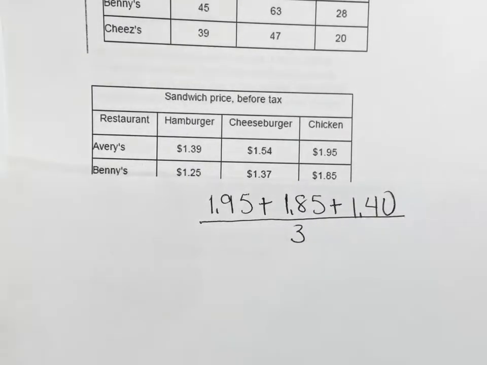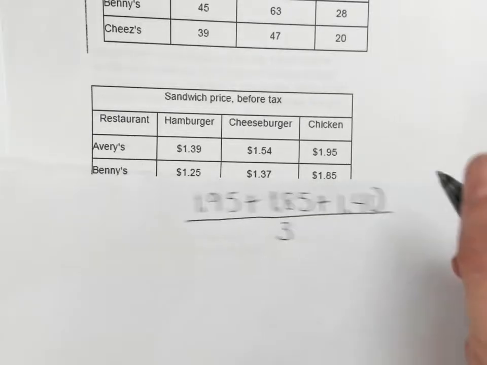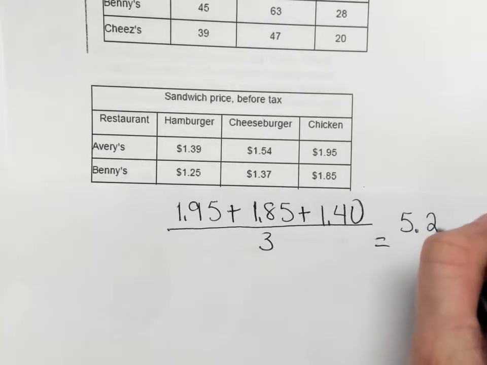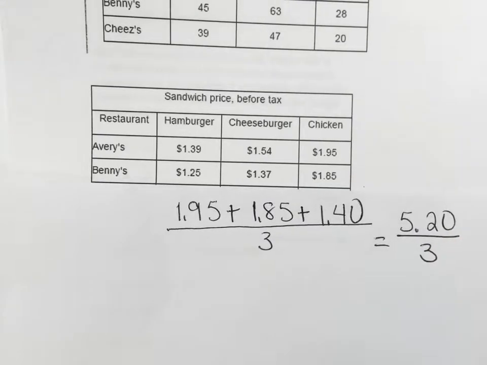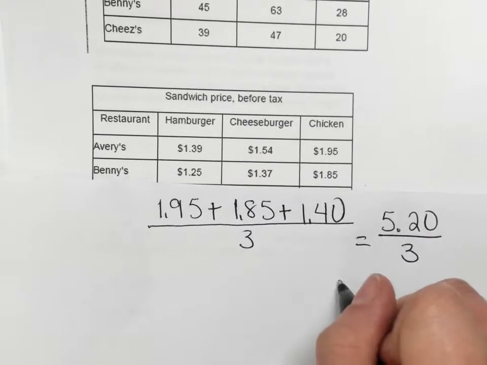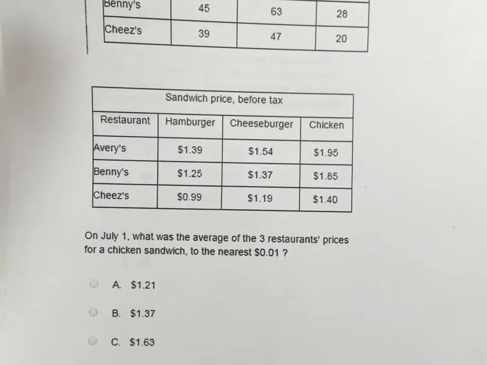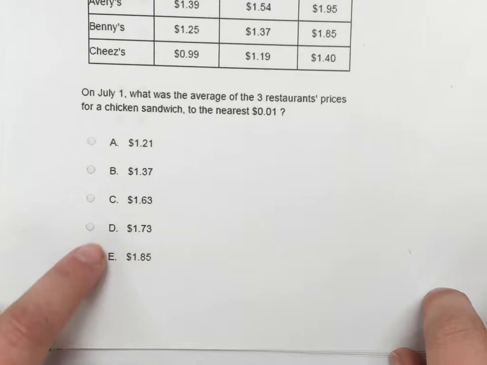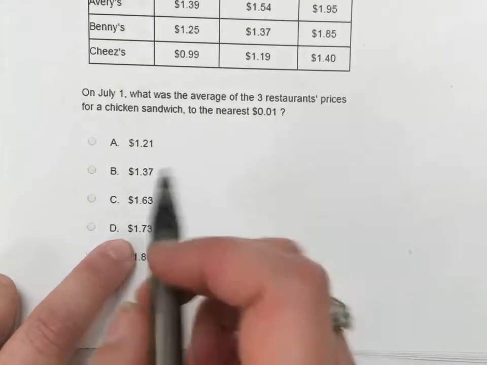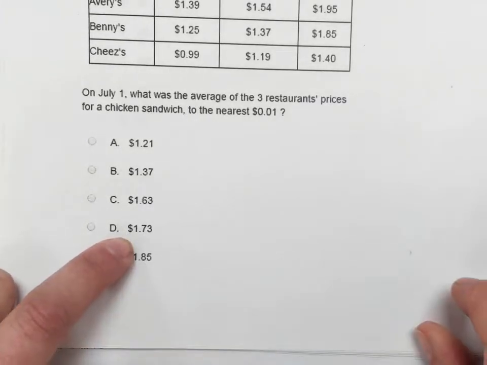Get your calculators. Come on. $5.10, you mean? $5.20. Did you do that in your head? Look at you go. $5.20 divided by 3. Okay, what'd you get? How much money? How much is the average? $1.73. So what answer is that? D. $1.73. Y'all okay?